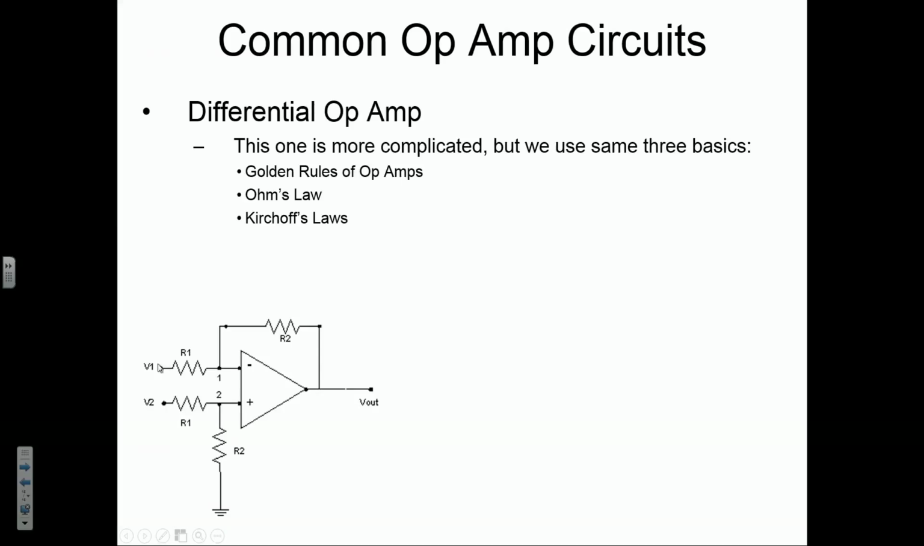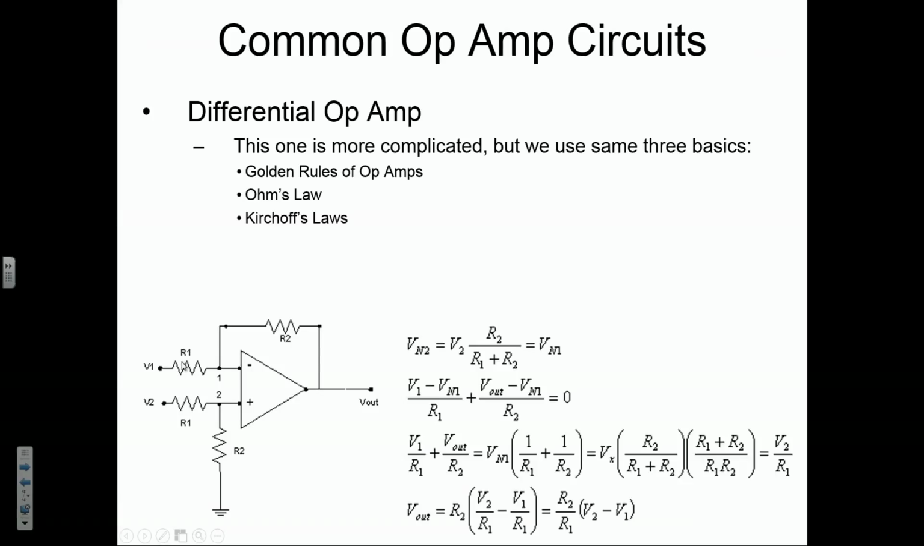In this case, we've got 2 different voltage inputs. One of them is connected to the inverting input through a resistor R1. The other one, V2, is connected to the non-inverting input through a resistor R1. And that is connected to ground through a resistor R2. And the output voltage is connected to the inverting input through a resistor R2. Note that the two R2s are exactly the same resistance values, and the two R1s are exactly the same resistance values.